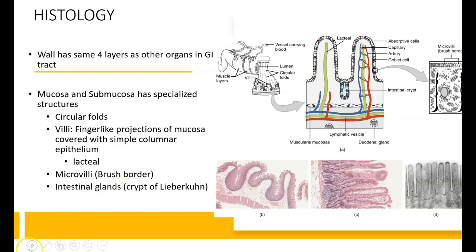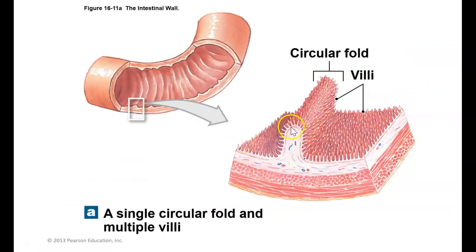The circular folds, you can see these right here, how they kind of fold up, and then the villi is going to be attached to them. The circular folds are deep ridges that are going to be found in the mucosa and submucosa. These folds are really important because they are going to facilitate absorption.